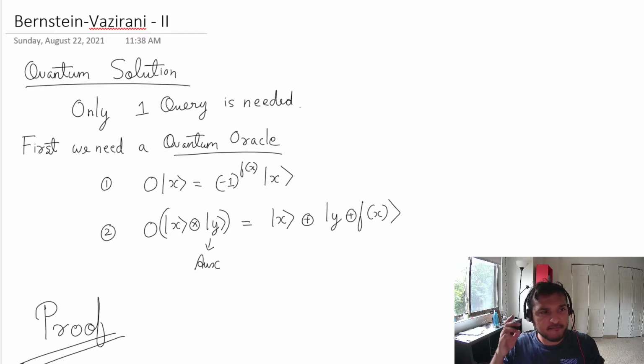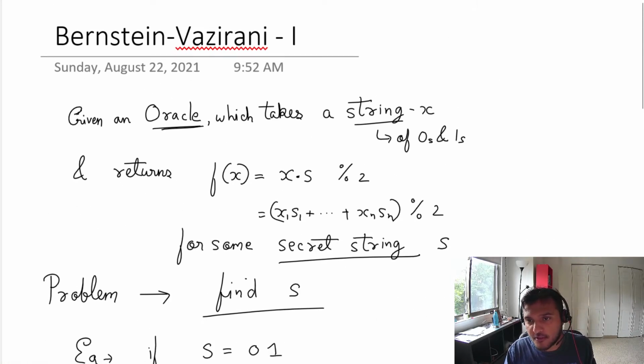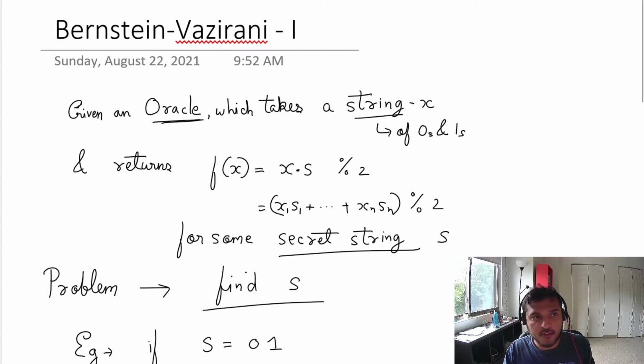All right, let's begin. So, like I said in the previous episode, or rather, let me actually step back and remind you what the problem was. Given an oracle which takes in a string x and returns the dot product of the string and a secret string, mod 2. So that's what this black box or oracle returns. And the task is to find this secret string.